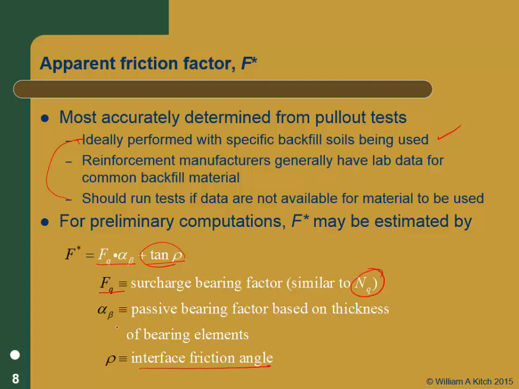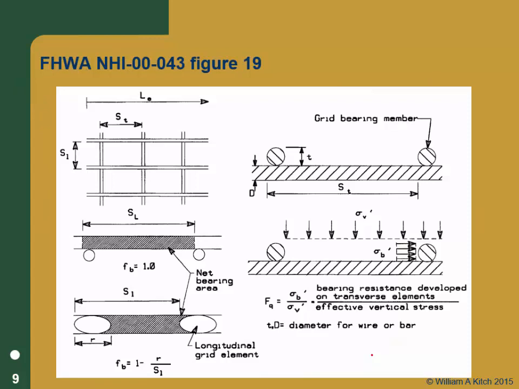And then alpha sub beta is a function of how thick the transverse reinforcing elements are. So this figure comes out of the 2000 NHI manual. And there's kind of a typo in here. So let's just talk about this.